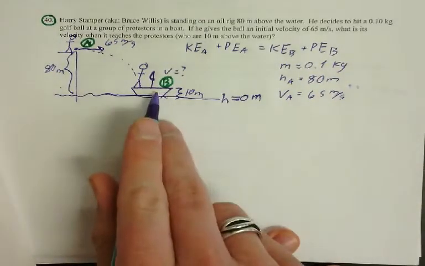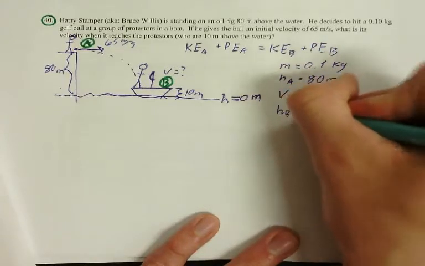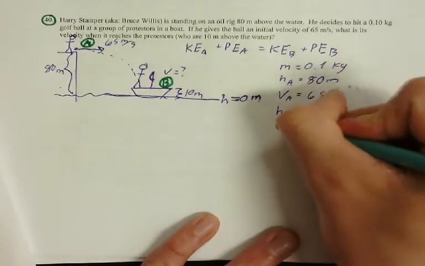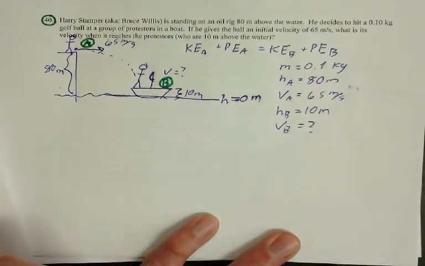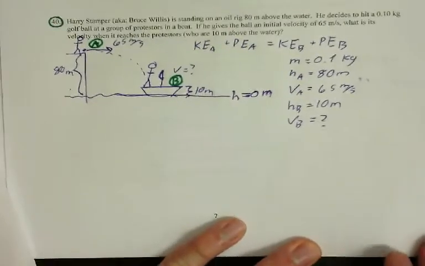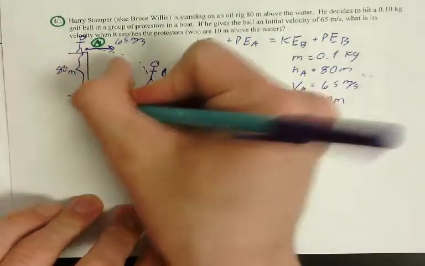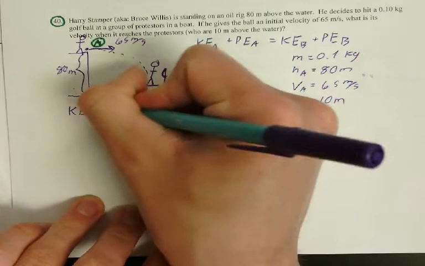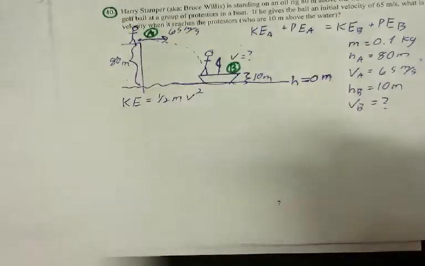Then at B, my velocity and my height. My height at B is 10 meters above the water. And my velocity at B is what I'm solving for, because that's what I'm trying to figure out. So now I need to find these values here. I do that by using kinetic and potential energy. The kinetic energy equation is 1/2 mv squared. That's here. You don't have to memorize it.